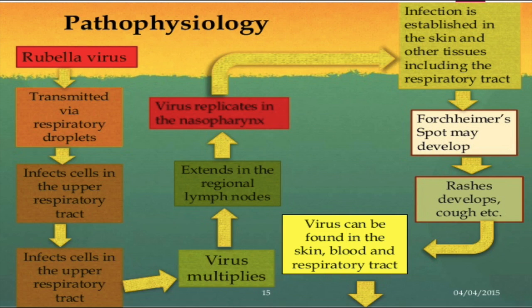The incubation period is 14 days, which is why the rash of rubella is maculopapular and occurs 14 to 17 days after exposure. The rash usually occurs initially on the face and then progresses downward from head to foot. It lasts about 3 days and is occasionally pruritic. The rash is fainter than measles rash and does not coalesce. Replication then occurs in the nasopharynx and regional lymph nodes.